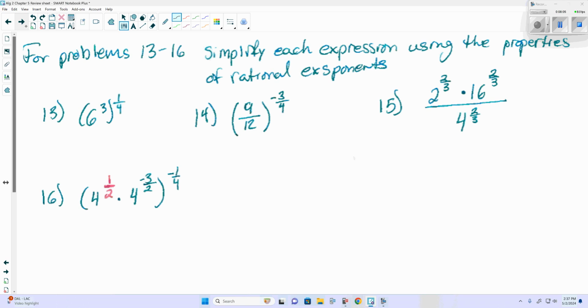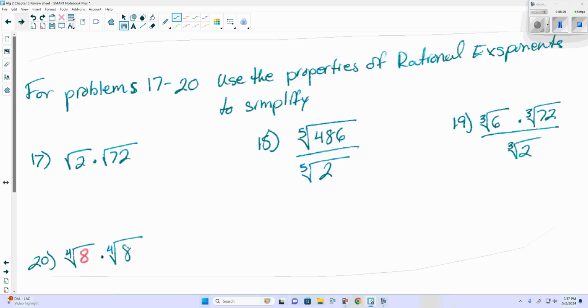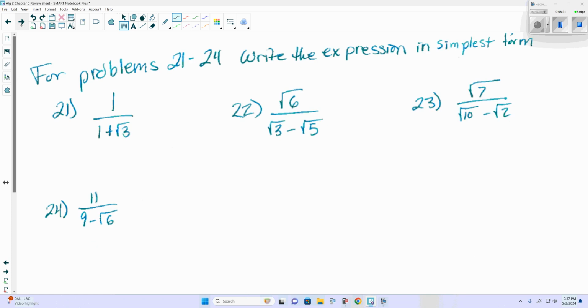How do we feel about 13 through 16? Because 13, powers of powers multiply, which would give us 6 to the 3/4. So we wouldn't be able to type that one in because it would give it to us as a decimal. But 13 through 16 isn't on the test. Or 17 through 20. Nope.